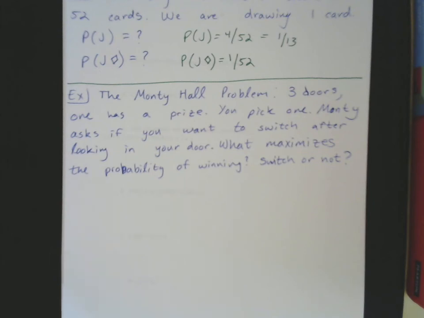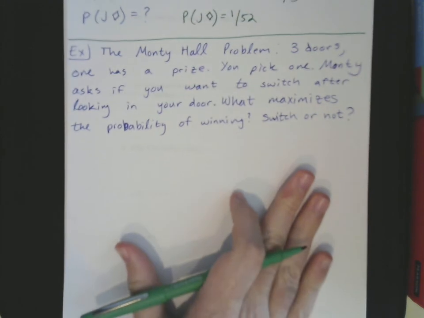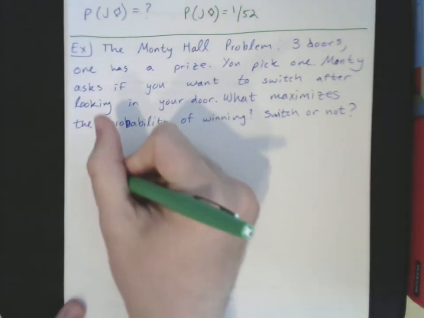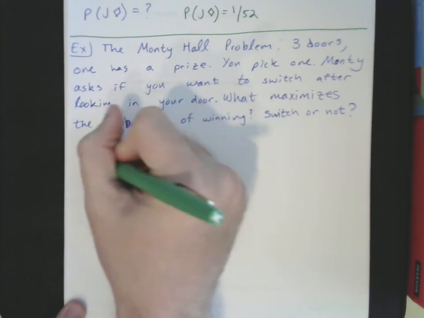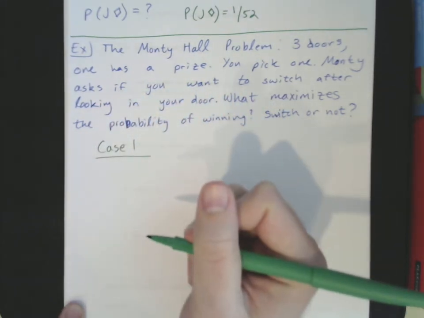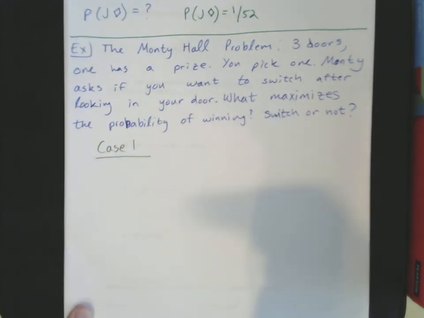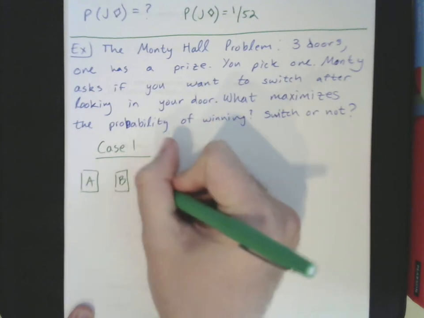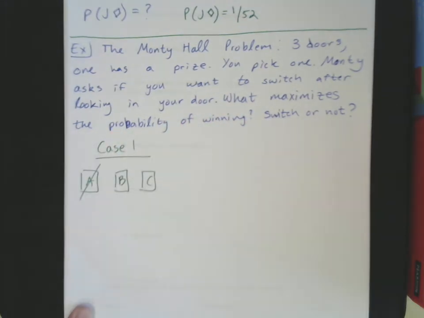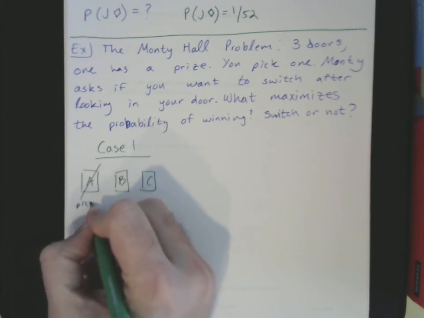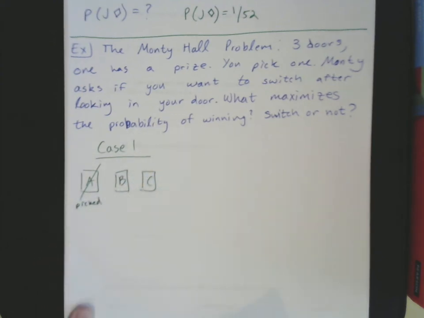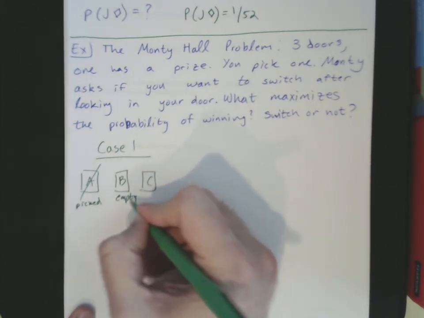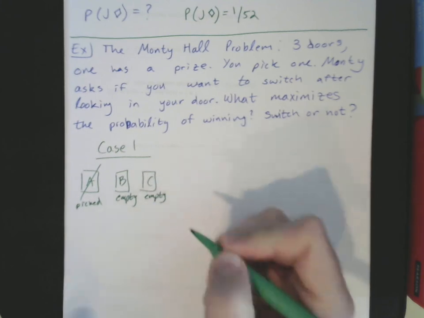So now that you have hopefully paused and thought about this, I'm going to go through. There are 3 cases to this problem. All right, so case 1, you've already picked door A, door B, and door C. So let's say you've picked A. This is the one that you've picked. And the first case is that B and C are empty.